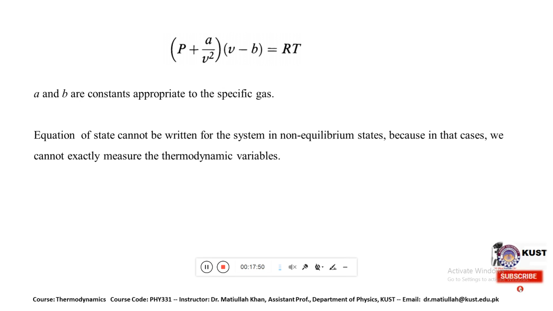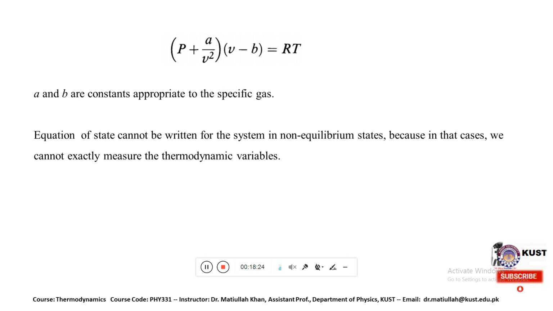So equations of state vary from system to system. This is one case: it varies from system to system. Different systems have different equations, because it depends upon the nature of the gas and all other properties. The other most important thing is that an equation of state cannot be written for a system in a non-equilibrium state. As we discussed before, in a non-equilibrium state the properties of the system are not constant; they are continuously changing.